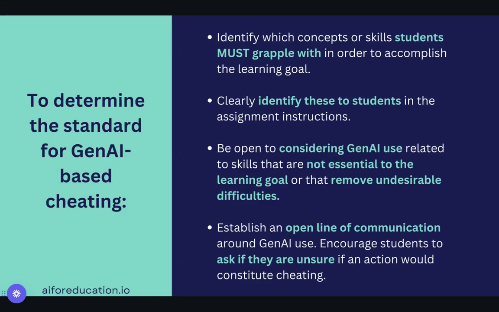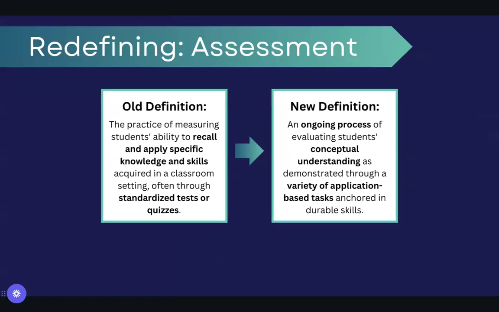So if the goal is for them to explain the causes of World War II, then maybe they could use AI to check their grammar and spelling. Or if the goal is for them to write a paper where they support an argument with a claim, then maybe they are able to use AI to help synthesize research on the topic, things like that. And creating this kind of avenue where I'm open to it in some respects, but not to others, makes it less likely that students will cheat, and establishes that open line of communication with students, and encourages them to ask if they're not sure.